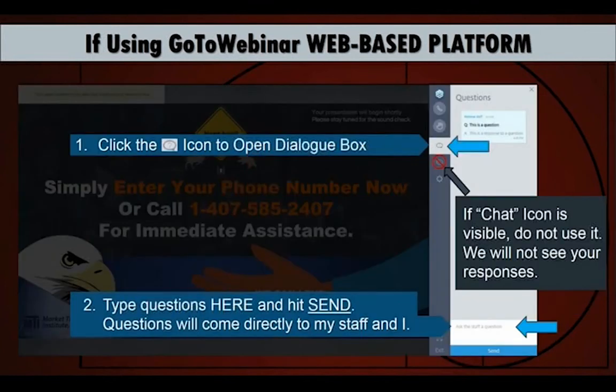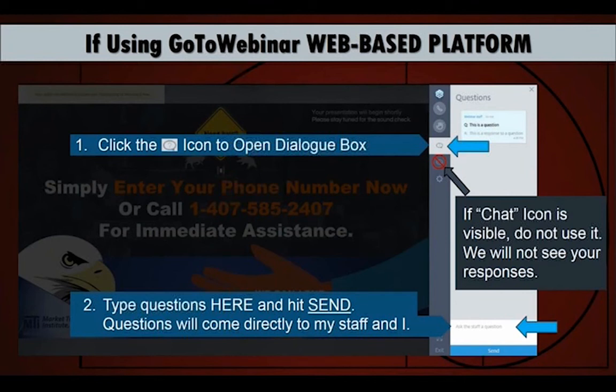Now, the second way, if you're viewing today's presentation on a web-based platform, is a little bit different. You will have a series of icons on the right-hand side of the page. You'll see a bubble one that looks like a question box. Click on that. That's going to open up the dialog box. And from there, again, enter your questions, your comments, hit send. They will come directly to me as the host.